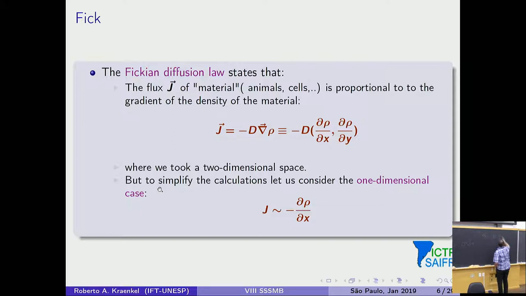If we take it for two dimensions, we can have more dimensions, x and so on. Okay, that's the gradient. So that's the basic law. You have a constant. Well, actually, this could also be dependent on the space location, D. In principle, it could be, okay? But it's a parameter given.